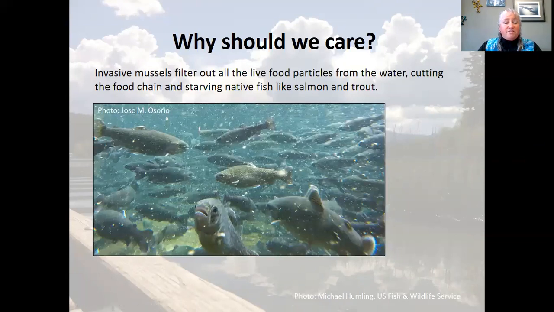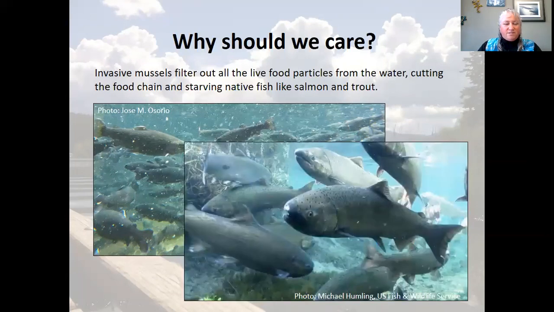So an environmental effect is these are fish that are happily swimming in a very food-rich environment. All those little particles in the water are food that the fish can eat. Unfortunately, invasive mussels filter out all of that food. So these fish are swimming in what looks like a beautifully clear water, but unfortunately, there's not a lot of food there. So the invasive mussels could essentially just wipe out the food chain, starving those fish at the top of the food chain.